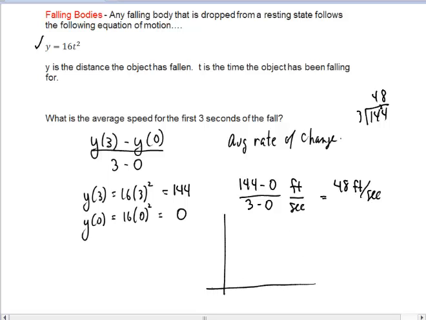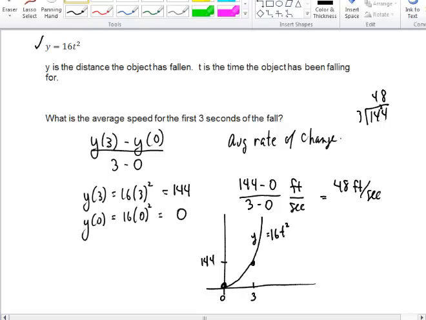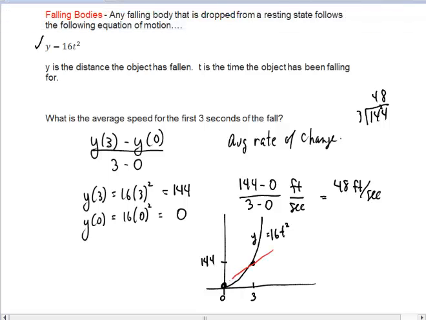Now, on a graph, we would look at average rate of change as being a slope between 2 points. This is a parabolic shape, say this is 16t squared, the equation. At 3, we were at 144. At 0, we were at 0. If you draw a secant line between the two, what we've just computed is the slope of the secant line. This would have been 144, this would have been 3, and we would have come up with 48 feet per second.